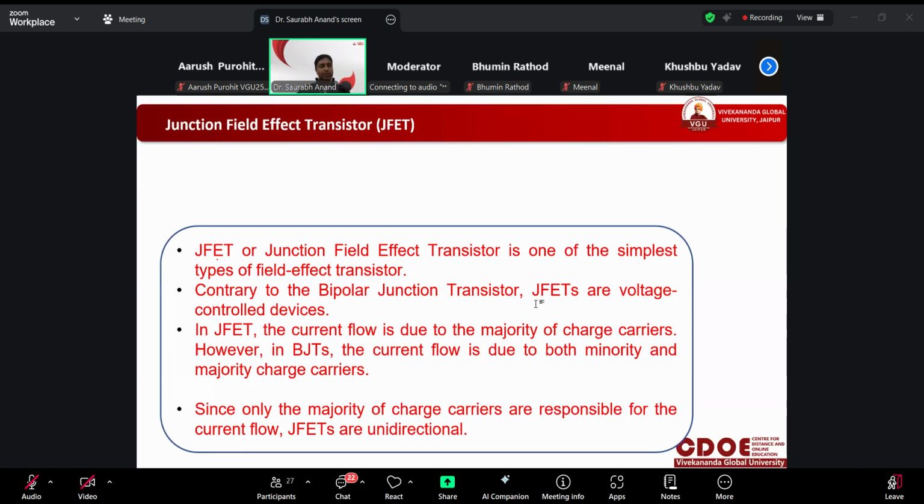As I told you, JFET was initially developed, so it is the simplest type of FET. It was the initial FET, that is JFET, and this is a voltage control device. What do you mean by voltage control device and current control? BJTs are current control, so basically we are controlling the current. In case of FET, we will control the voltage. So you should know which is a voltage control and which is a current control device.